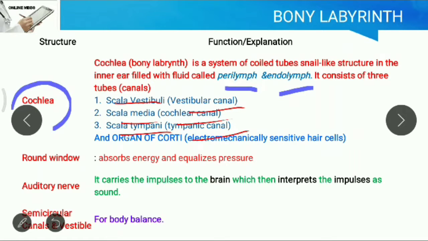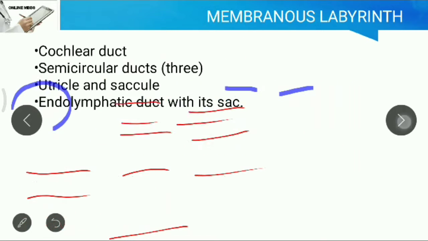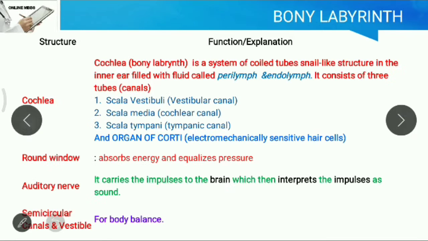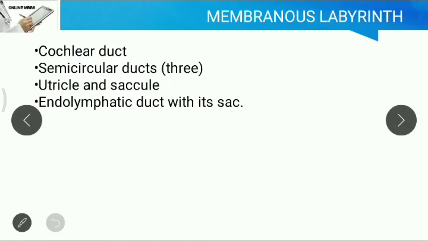electromechanically sensitive hair cells. The second one is round window, which absorbs energy and equalizes pressure. Third one is auditory nerve. It carries the impulse to the brain, which then interprets the impulse as sound. And the fourth one is semicircular canal and vestibule for body balance. The inner ear consists of the vestibular system and the cochlear system. Okay, later it will come. We will learn about that.